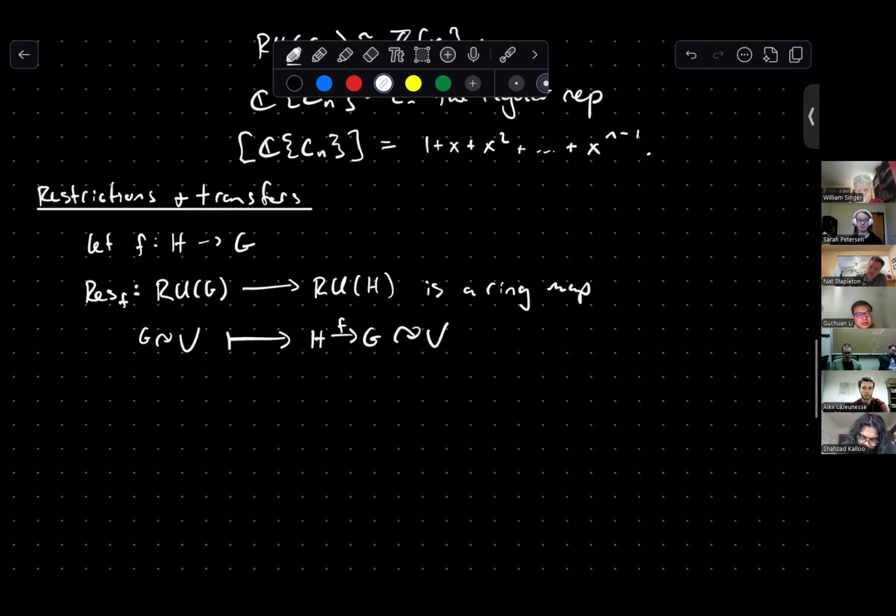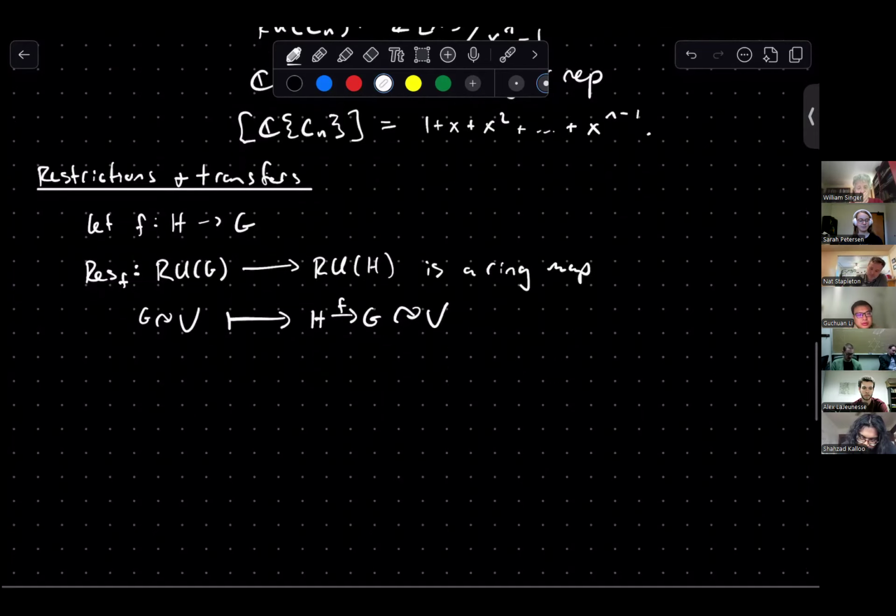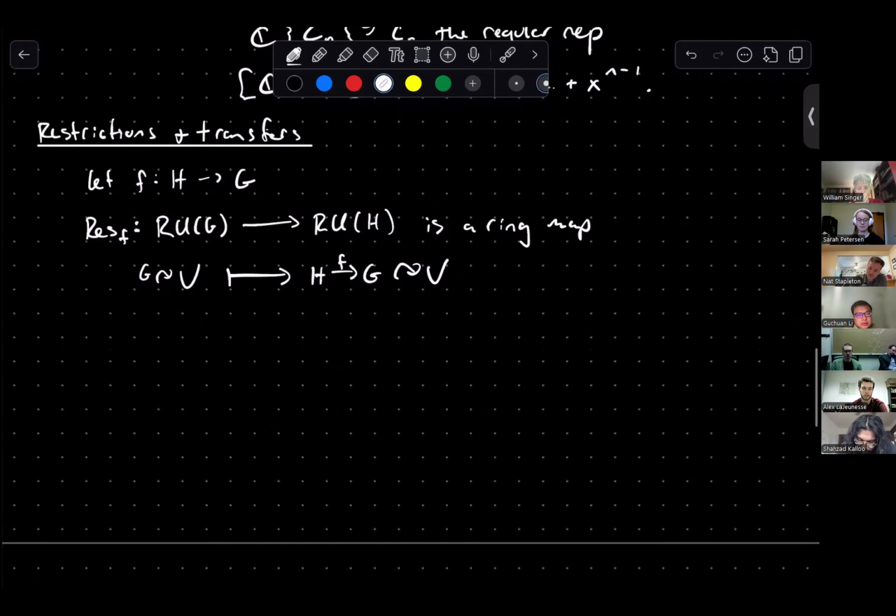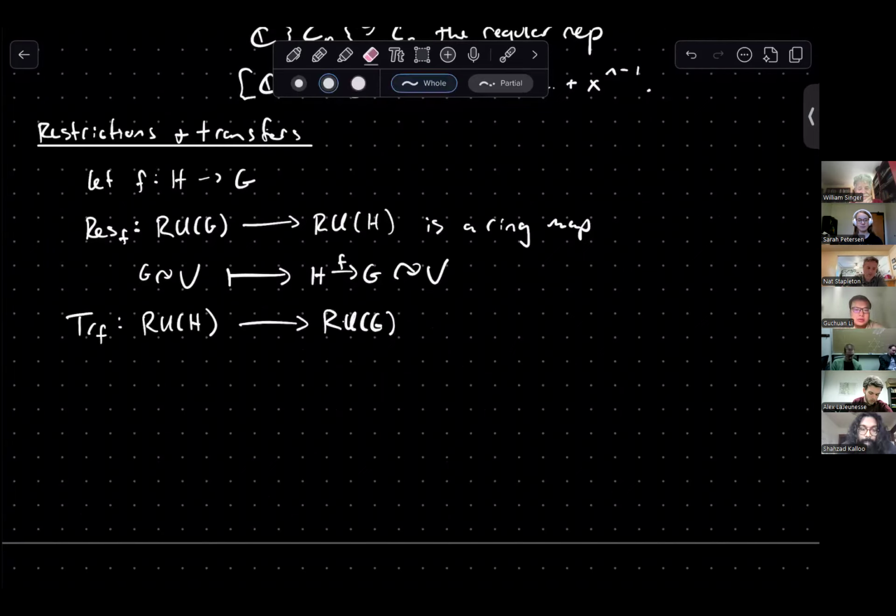The next one is the transfer. So the transfer along F is a map from RU of H to RU of G. This one is not a ring map in general. This is an additive map.